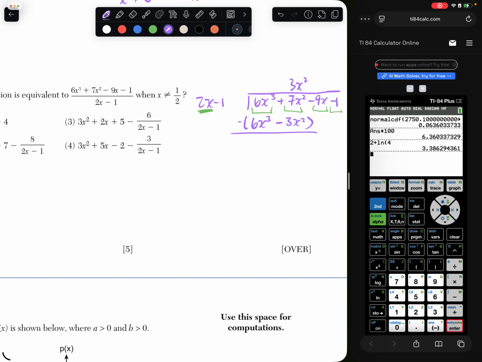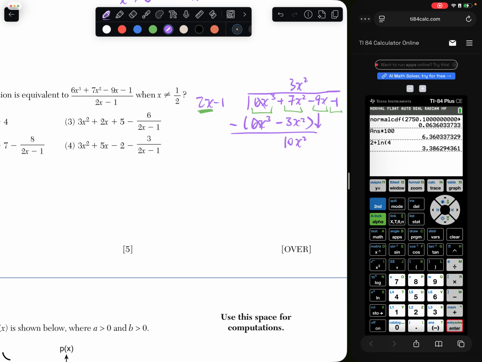This is very, very similar to doing long division with regular numbers. I'm going to subtract. As expected, this should cancel out, and I have 7x squared minus negative 3x squared. I put parentheses here to remind myself that I'm also subtracting the second term, not adding it up. If I'm subtracting a negative number, I'm adding it. I hope that didn't confuse you. But yes, 7x squared minus negative 3x squared would be 10x squared.